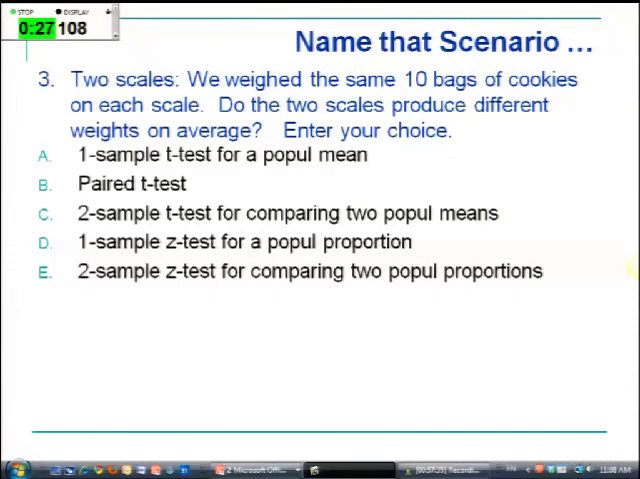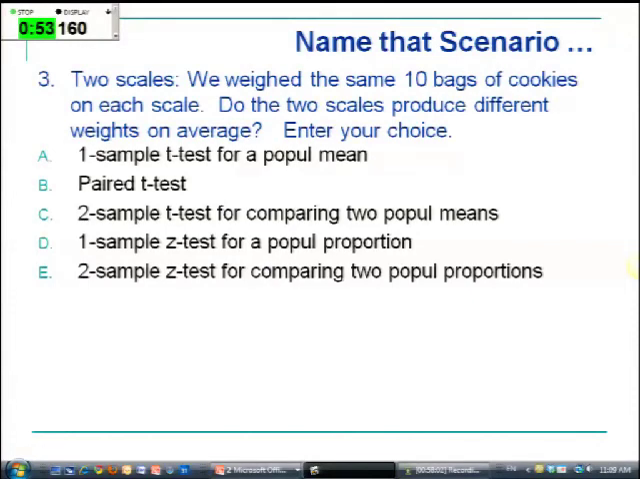What should we do here? We're measuring weight. It's quantitative. Remove the proportion ones. I've got scale 1 and scale 2. Here are the weights. 10 bags, 10 bags. All right. Click in your answers and let's pick the right one.